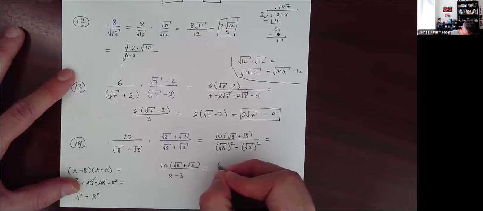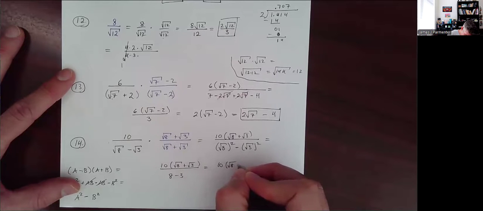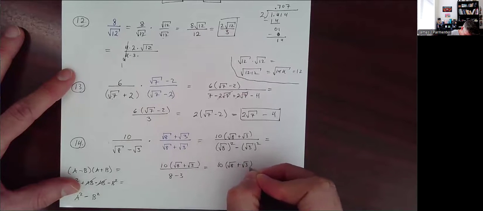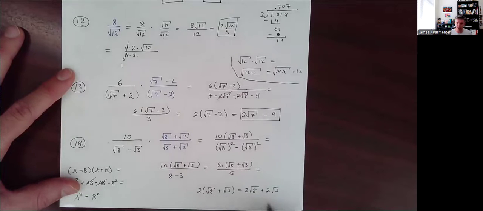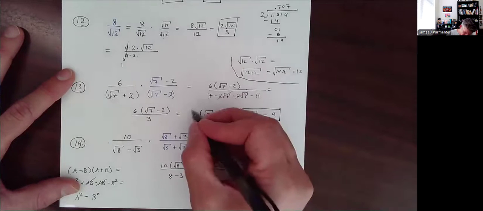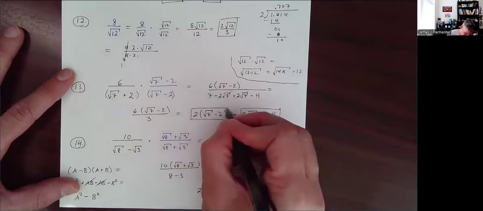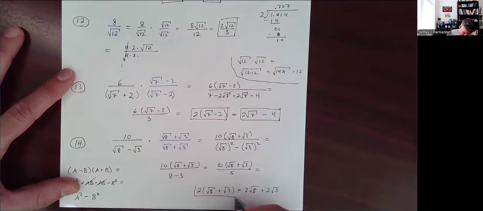8 minus 3 is 5. So you get 10 times root 8 plus root 3, all divided by 5. 10 divided by 5 is 2. So you get 2 times the square root of 8 plus the square root of 3. Or if you distribute it, 2 root 8 plus 2 root 3. Either way is probably, just like here, either of these answers is considered simplified. Same is true here. Either of these answers is totally acceptable.